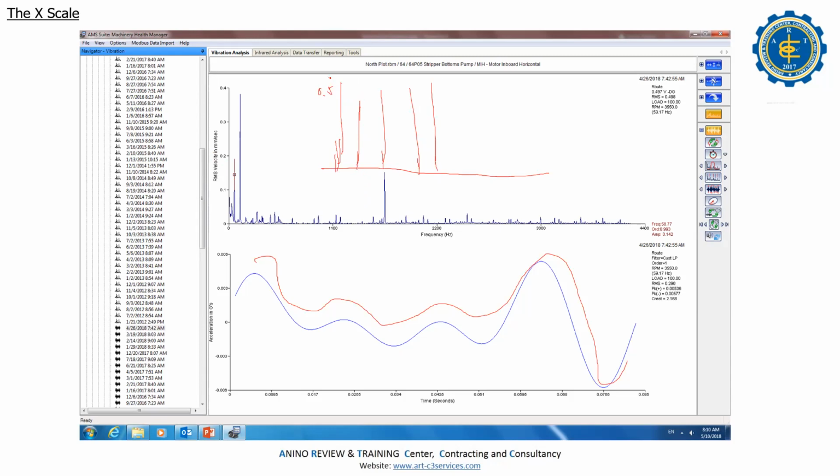So next time, Francis, look at the scale first. Not at the spectrum. Look at the scale first. I said, oh, high vibration, high spectrum, but the scale is only 0.4. So that's my lesson learned.